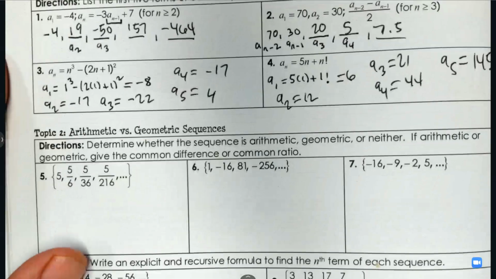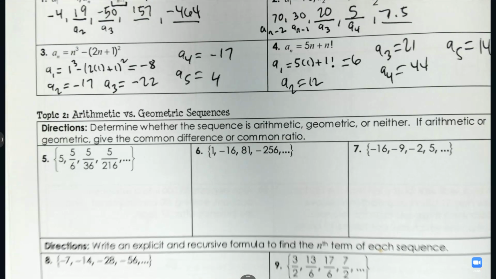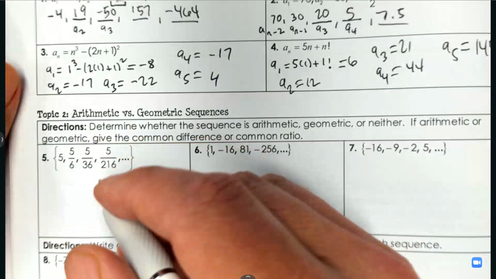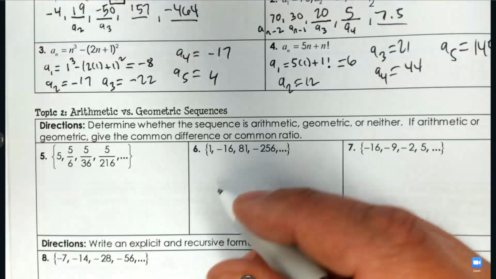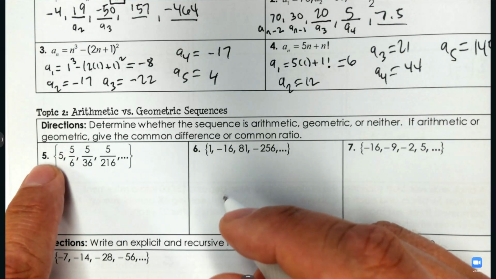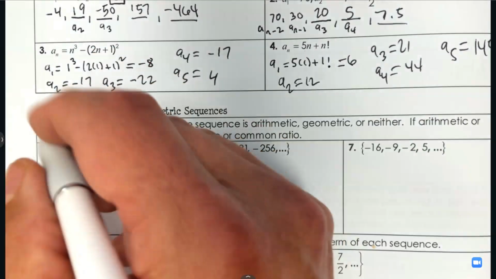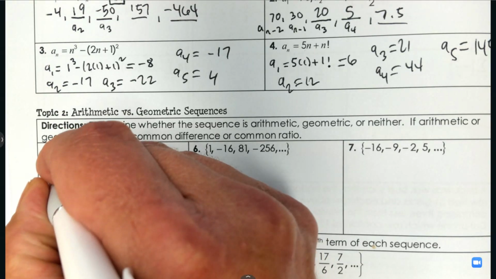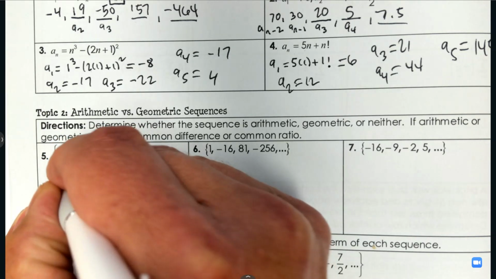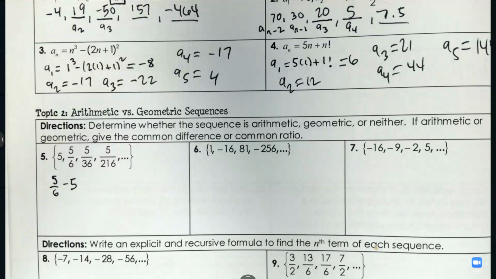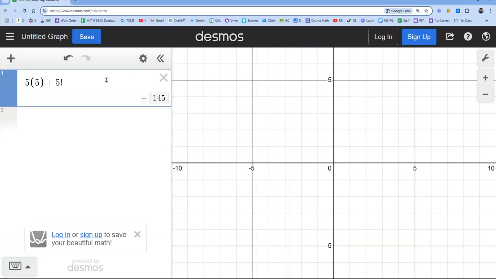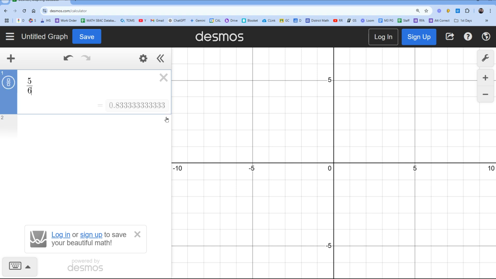All right, next one is, do you know the difference between an arithmetic and geometric sequence? So arithmetic, you're adding or subtracting. That's the pattern. The pattern for geometric is multiplying. And how do I know if it's one or the other, or it could be both? So we've got to go one at a time. So if there is a common difference here, if I went 5 over 6 subtract 5, what answer would I get? So I'm going to go to Desmos, and I'm going to go 5 over 6, subtract 5. And that's the answer I get.